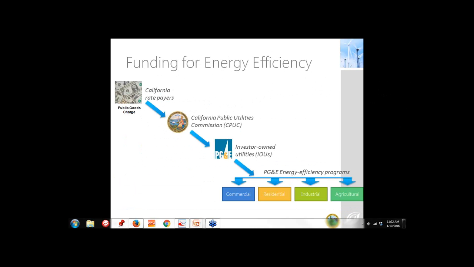Funding for energy efficiency, it's good to know the flow of the money. If you look on your PG&E bill, you'll see there's a line item that many of us don't even know is there, called a public goods charge. As a ratepayer, you're paying into this fund called a public goods fund. That money is collected by PG&E and then put into the fund, and it's managed by the California Public Utilities Commission. The money is contracted through PG&E to a variety of different energy efficiency programs that address commercial, residential, industrial, agricultural, and various other segments.